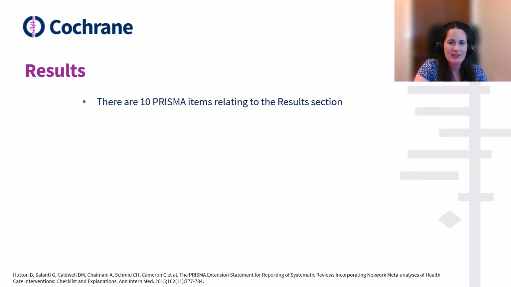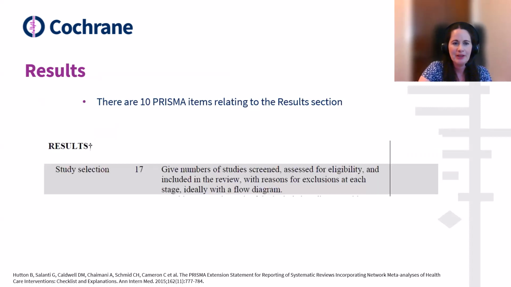In the PRISMA checklist, there are 10 items relating to the results section. The first is about study selection and is the same as with a standard systematic review, where a flow diagram is presented and the number of studies screened, data extracted, and included in the review are described, along with any reasons for excluding studies at each stage.